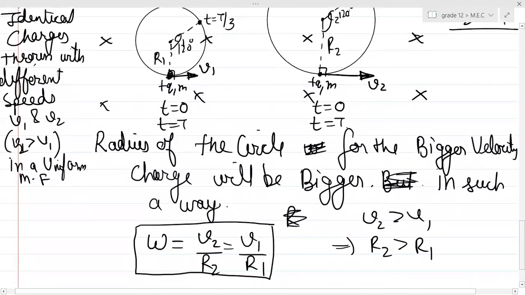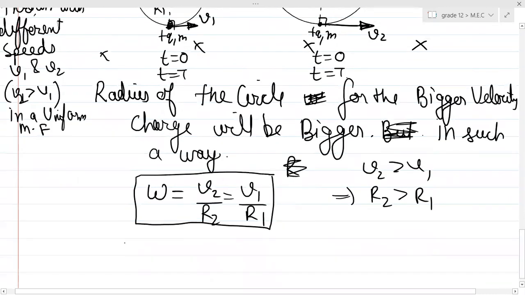The bigger circle, the bigger velocity charge will move with the higher velocity, obviously. So when it was covering faster, we made the path a little bigger so that they both cover the same. Is this clear, guys? Everyone understood this concept. They should be in such a way that omega is equal to this. That implies their omega should be the same. Their angular velocity should be the same. Both should complete the circle in the same time.